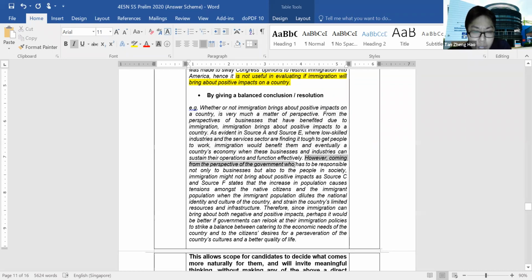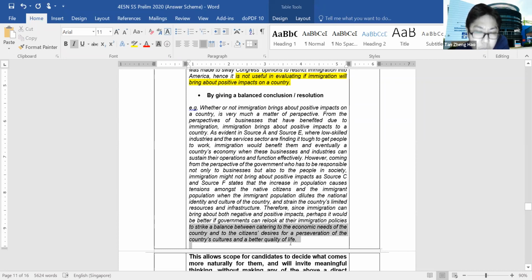However, if I come from the perspective of a government that has to be responsible not only to business but also to people and society, immigration might not bring about a positive impact, as C and F also state that an increase in population can cause tensions. So they are not just concerned with the economy, they are concerned with the clash of culture, and with the stealing of jobs and all that. Therefore, since immigration can bring about both negative and positive, perhaps it will be better if the government looks at their immigration policies to strike a balance between catering to the economic needs.